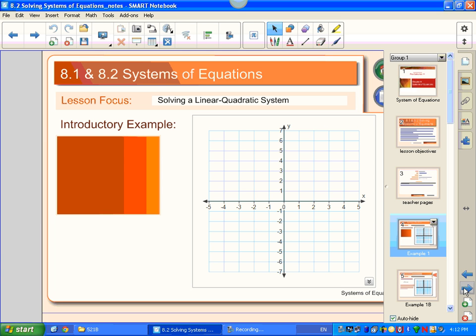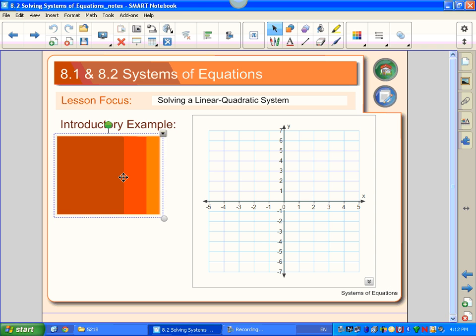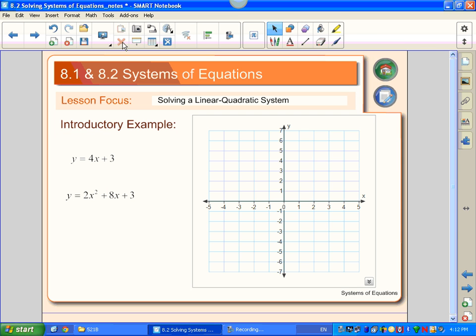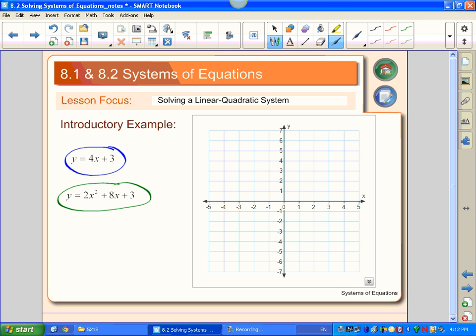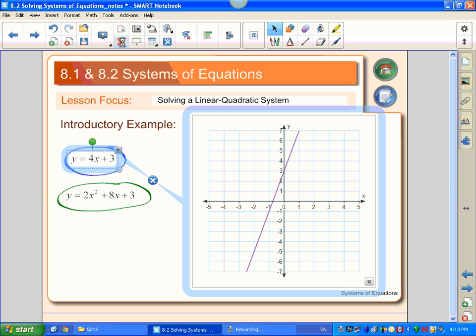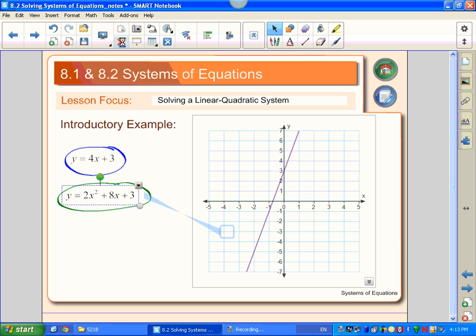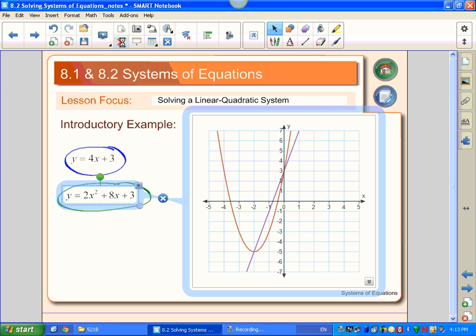So we're going to start with this introductory example. With this example, we have two equations. The first one, which I'm going to circle here in blue, is a line, it's linear. And the second one, which I'm going to circle here in green, is a quadratic. So we're going to graph these and let's see what they look like. Right on this graph here is my line, and then I have my quadratic, my parabola.